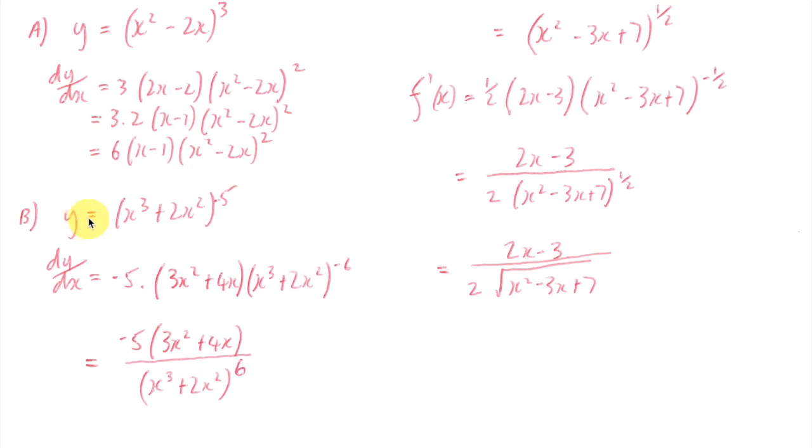In b, I've got y equals (x cubed plus 2x squared) raised to the power of negative 5. Same process. The negative 5 comes down. I take the derivative of what's inside the bracket. I take that bracket again and subtract 1 away from the power. So negative 5 taking away 1 becomes negative 6. I realise that this to the power of negative 6 can be brought to the bottom of the fraction and expressed as a positive power. So just taking that bracket there, put it to the bottom and put it as positive 6.